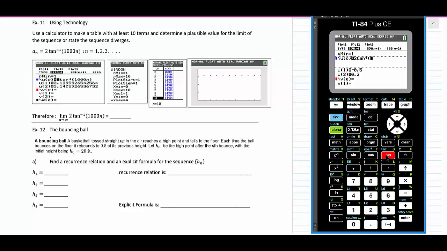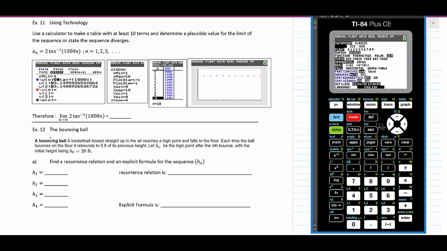I'm going to put in 2, and then I'm going to put in inverse tangent of 1,000 n. And you've got to be, of course, in your sequence mode like I showed you. You've got to do that first. Okay, so you want to get that in. You want to be in radian mode on this now. If you're in degree mode, you aren't going to get the sequence that I'm looking for. So make sure that you're in radian mode like you did in trig. And remember, you're in sequence mode now, so you've got to learn how to go back and forth on that.